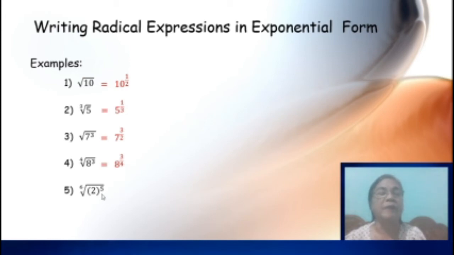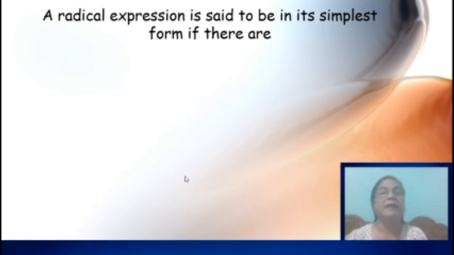Next, for number 5, sixth root of 2 raised to the 5th power. So 2 now is the radicand, turned out to be the base. The exponent, which is 5, turned out to be the numerator. And the index now turned out to be the denominator. Did you understand it? Okay, we proceed.